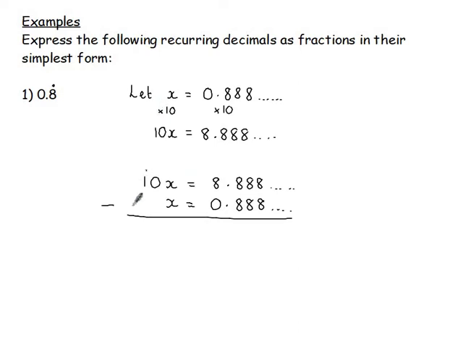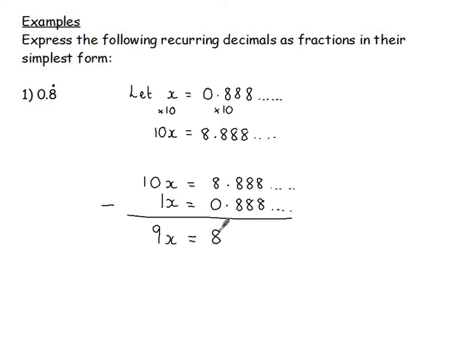So you want to subtract this side as well. So you do 10x take away x. Remember, this is like 1x, so 10x take away 1x is 9x. Keep your equals there. And then we've got 8.8 recurring, take away 0.8 recurring. So these 8 recurrings are going to disappear, and 8 take away 0 is 8. So it leaves us with 9x equals 8.